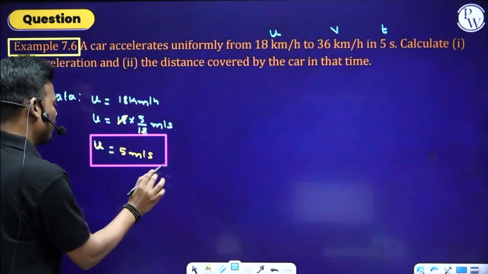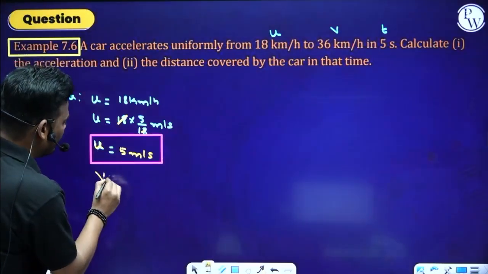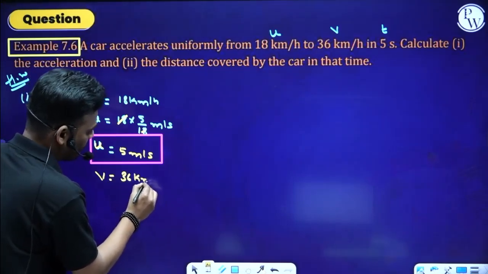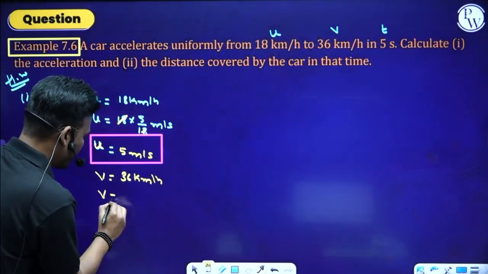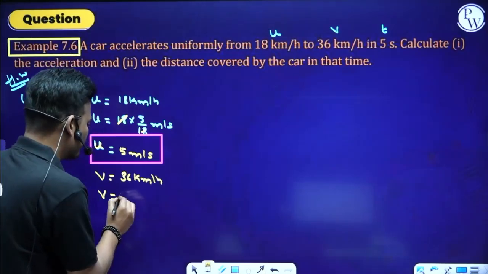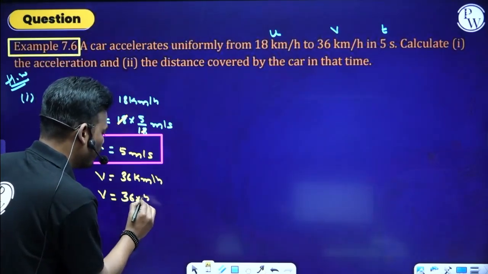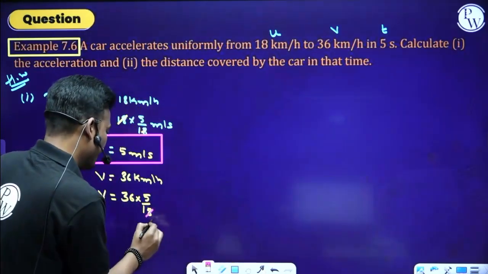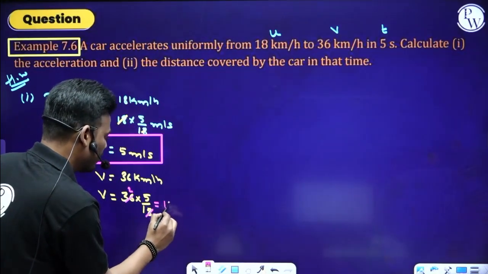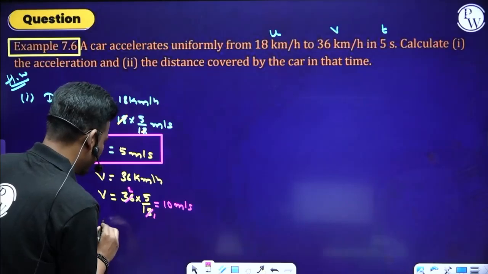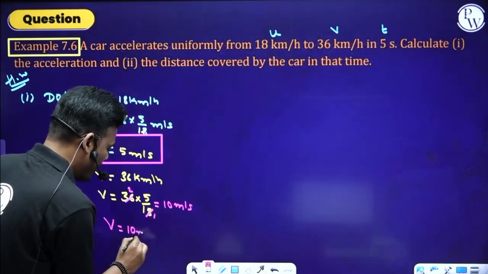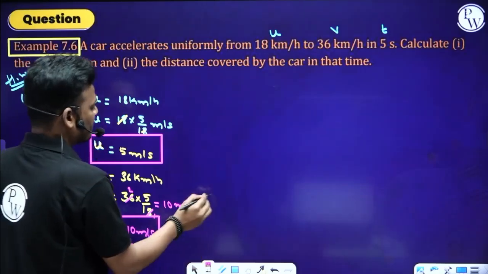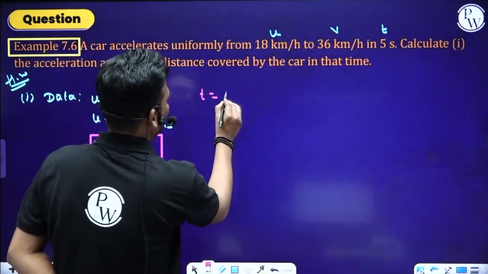We got the initial velocity, and the final velocity v equals 36 kilometer per hour. This can also be converted into meter per second: 36 into 5 divided by 18, so v is 10 meter per second. And time, let's consider the time to be 5 seconds.